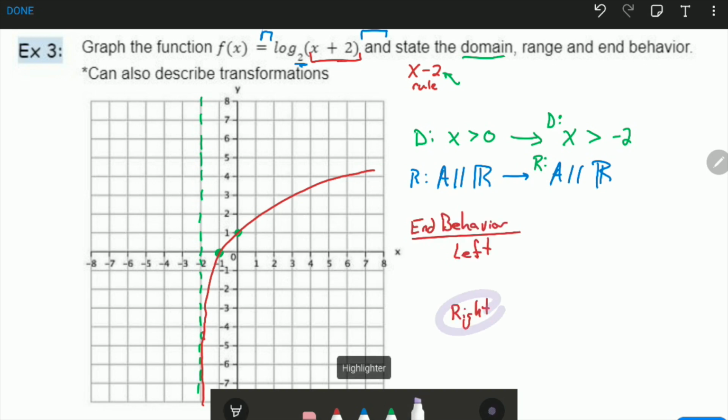So I'm going to actually start with right this time. When I do end behavior, we want to start in the middle and go off to the right as far as possible. And the graph should either go up, down, or level off. This one goes up on the right side.